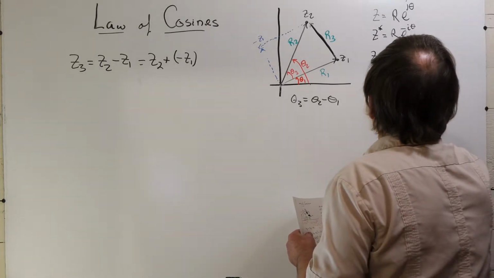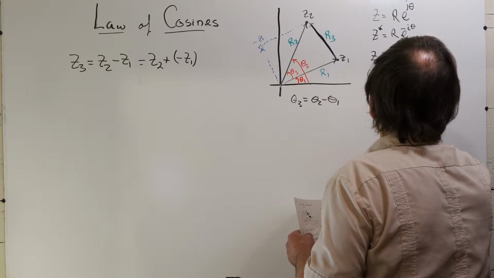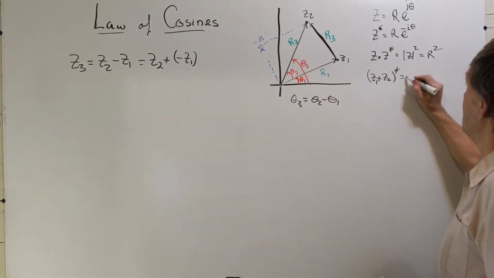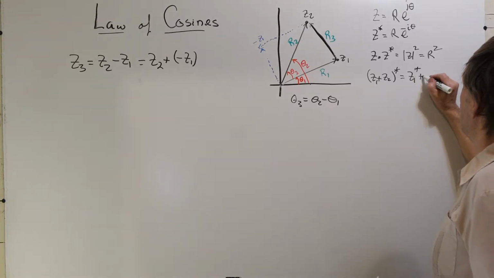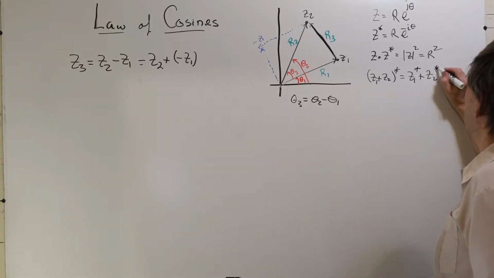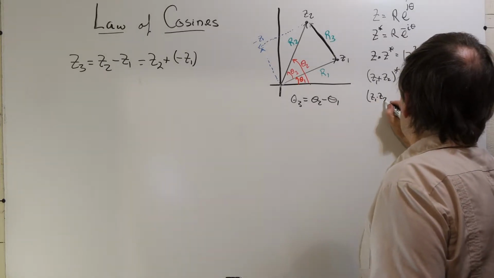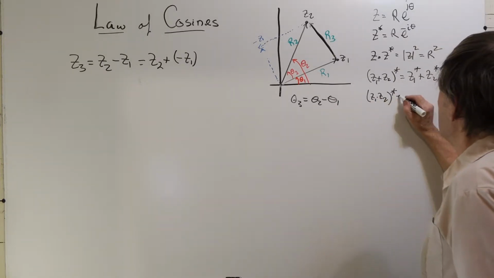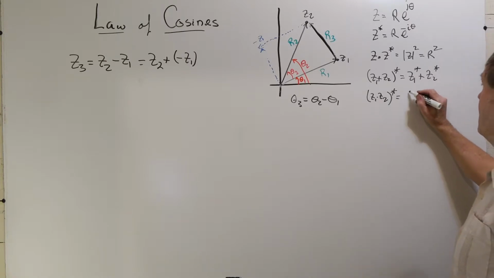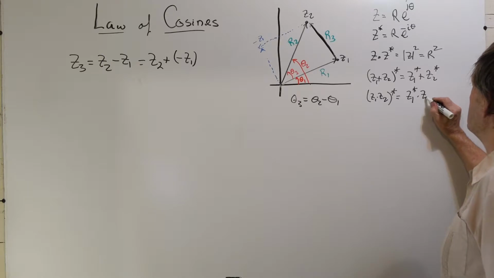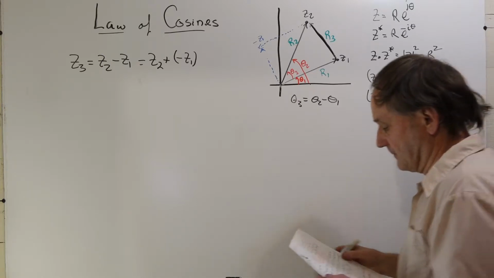And we know that conjugation distributes through addition. So the conjugate of Z1 plus Z2 is Z1 conjugate plus Z2 conjugate. And it also distributes through multiplication. So the conjugate of Z1 times Z2 is Z1 conjugate times Z2 conjugate.